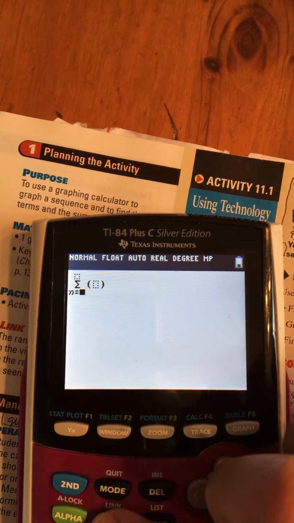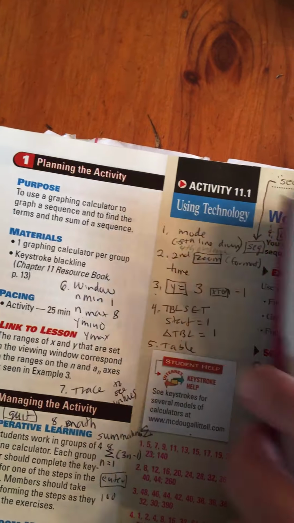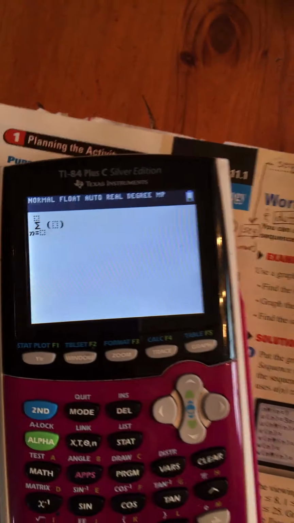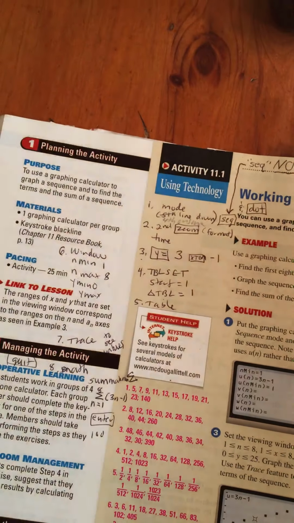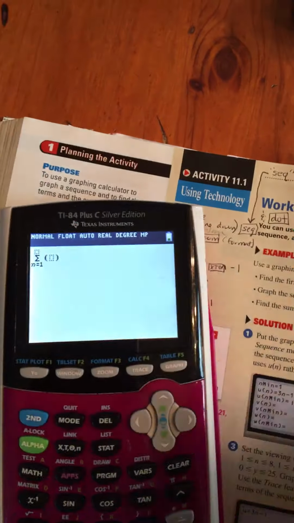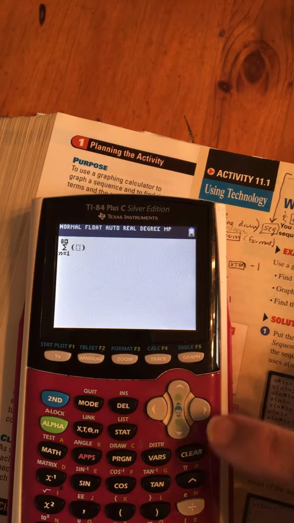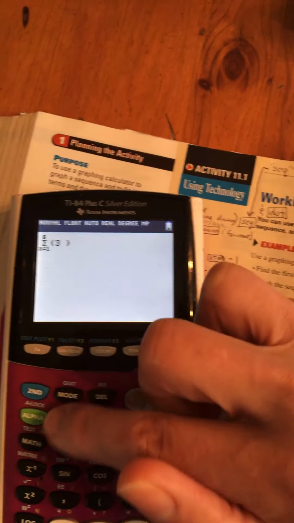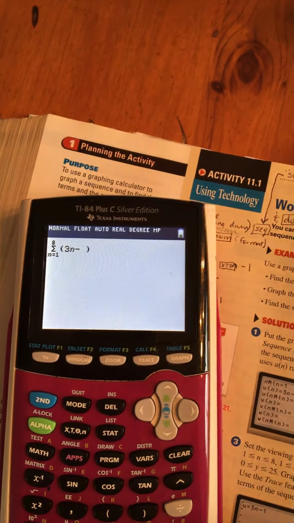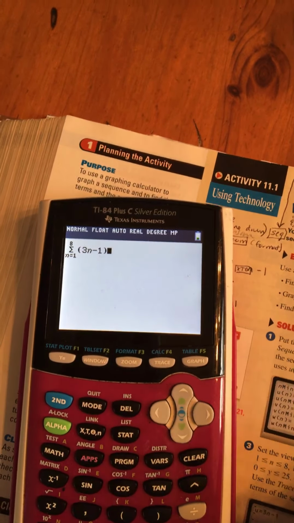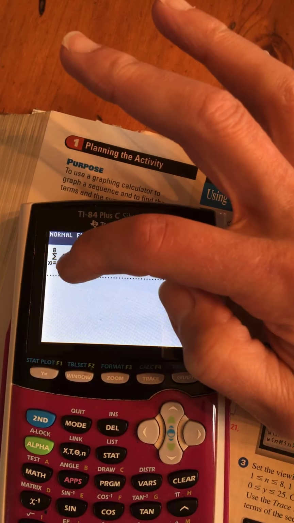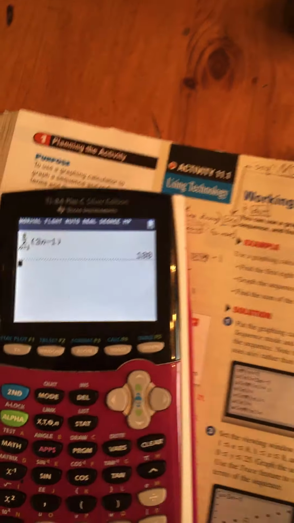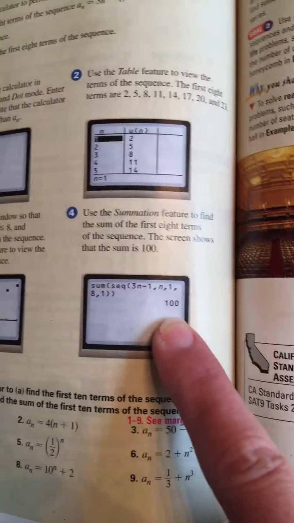Okay, so I'm going to push this. There it is. There's my n. I think I pushed enter instead of that. And it's supposed to be n equals 1 is where we're going to start. And we're going to go up to n equals 8. So we're going to put 8 there. We go over and put our expression, 3n minus 1. And now we hit enter, and it tells us the answer. The summation of this from 1 to 8 is 100. And dun-dun-dun, we got the right answer.